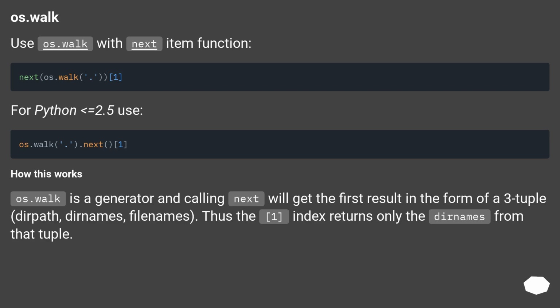os.walk. Use os.walk with the next function. For Python 2.5 and above, use this. How this works: os.walk is a generator, and calling next will get the first result in the form of a 3-tuple: dir path, dir names, file names. Thus the 1 index returns only the dir names from that tuple.